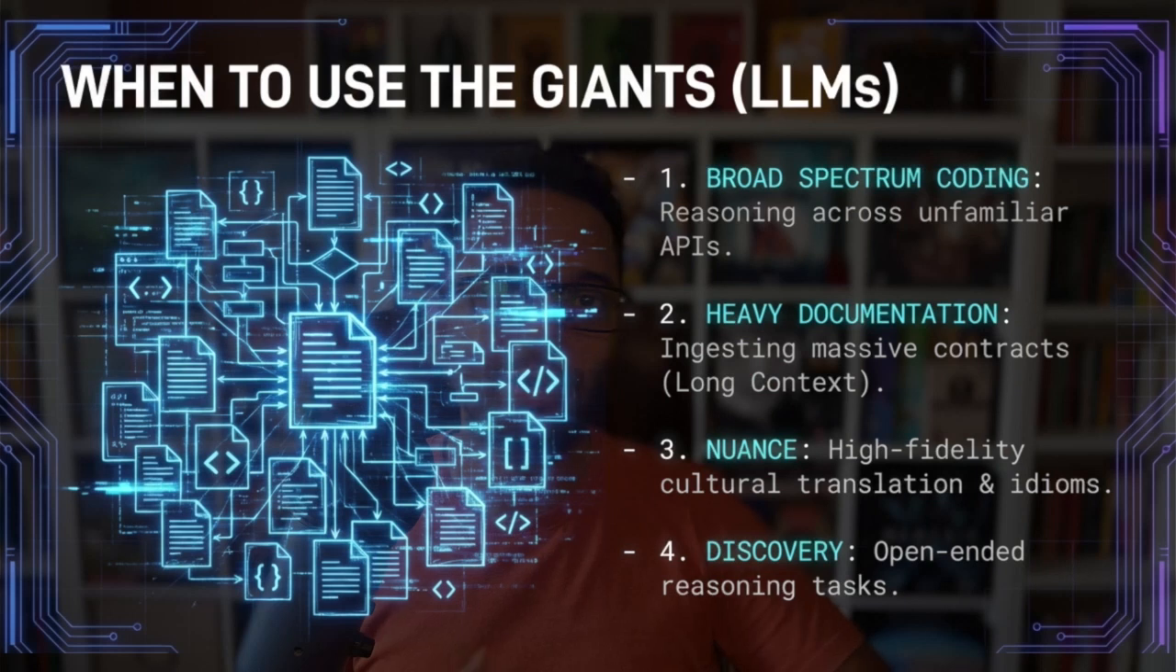So when to use the LLMs, right? A broad spectrum of coding, where you have reasoning across unfamiliar APIs. You want to understand the complexity of the business problem for which you have to go ahead and code. This is where you need large language models or large reasoning models, right?